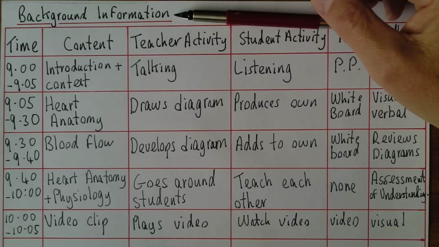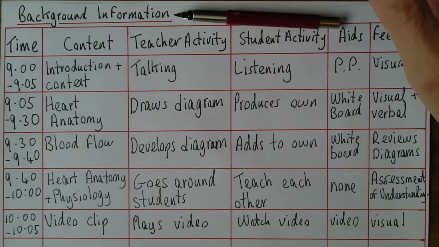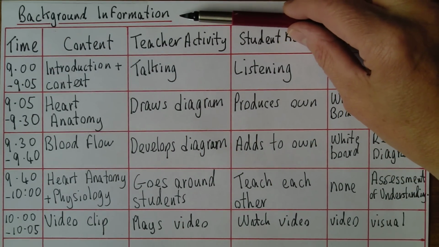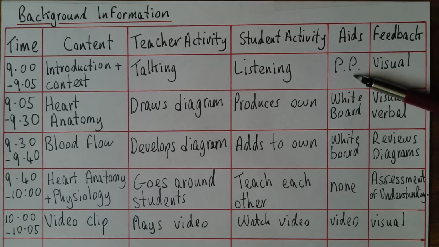And we want the application to the bigger subject. So this is for student nurses, so the application to nursing here could be mentioned. Heart disease is still a leading cause of death, so it's something that we all need to know about. And then think about the equipment that's going to be required. That comes under this column, the aids that are going to be required.